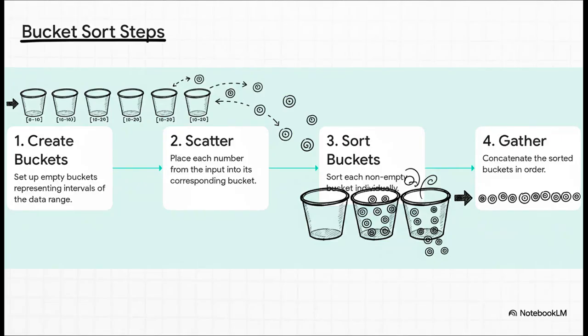Here's the four-step process. First, you set up a bunch of empty buckets. Think of them as containers for different value ranges. Second, you scatter your numbers, placing each one from your input array into its corresponding bucket. Third, you go through and sort each individual bucket, and since there should only be a few items in each one, this is super fast. And finally, you just gather up the sorted buckets, concatenating them in order to get your final sorted list.